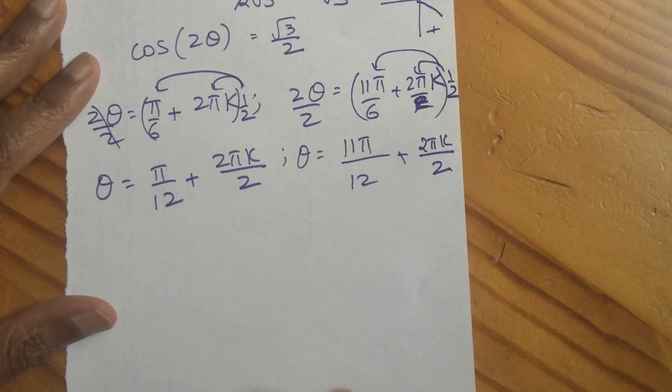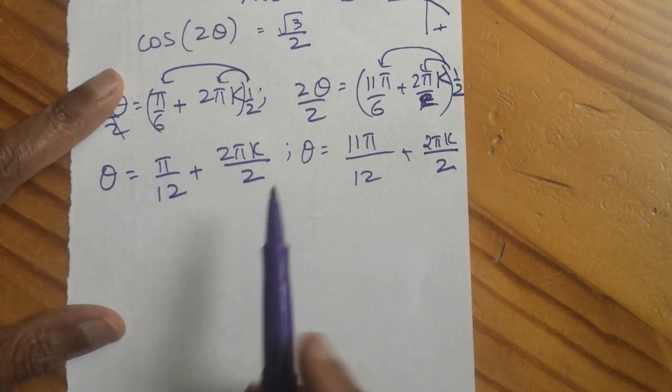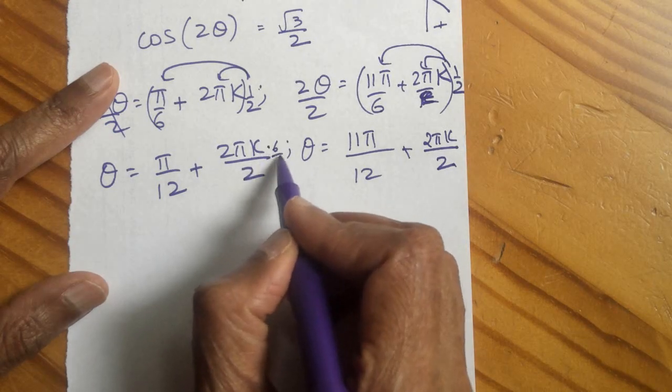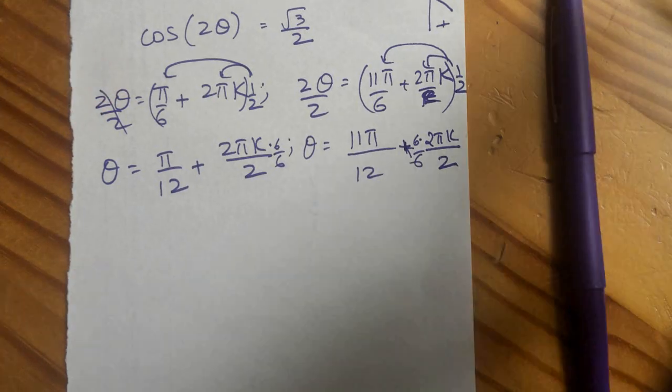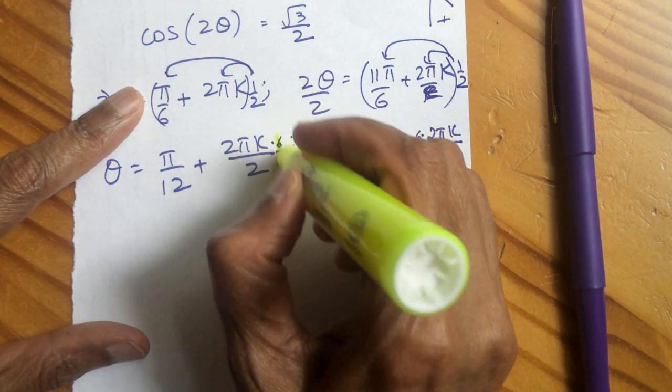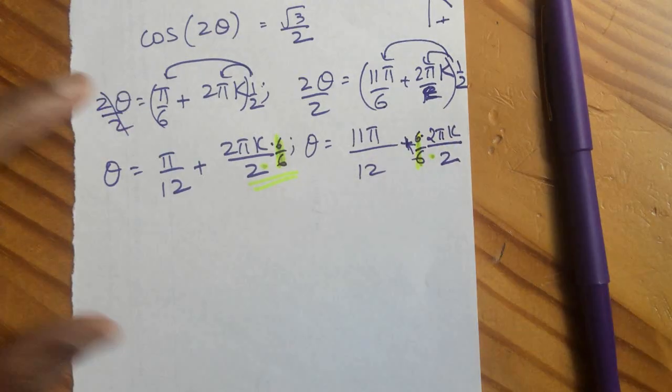So you already got theta, so you're good. Now you can start substituting for k, but you need to have the same denominator. Multiply top and bottom by 6, so that you'll have the same denominator, because 2 times 6 will give you 12.